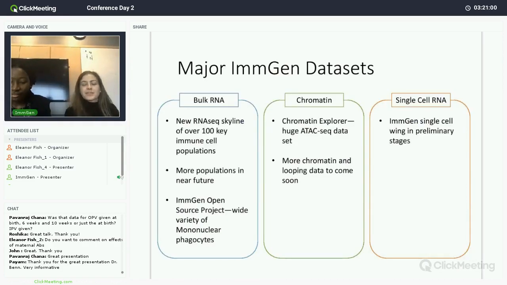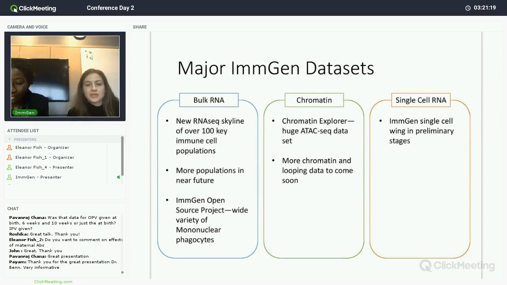So these are some of ImmGen's major data releases that are publicly available for use in your own research projects. And then I also wanted to give you all an idea of some of the data sets that are going to be released in ImmGen 3, which we're really excited about.